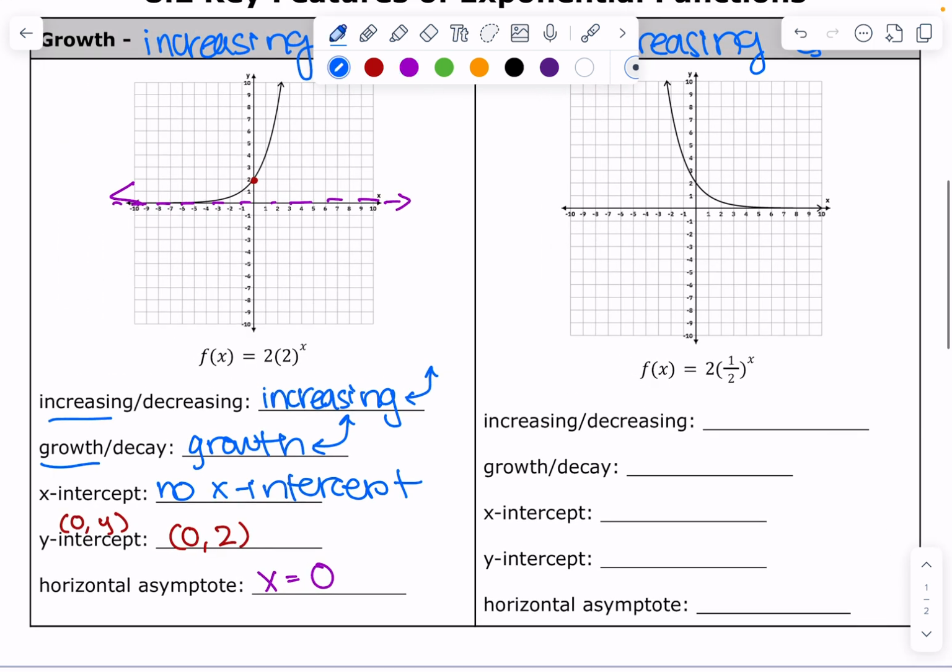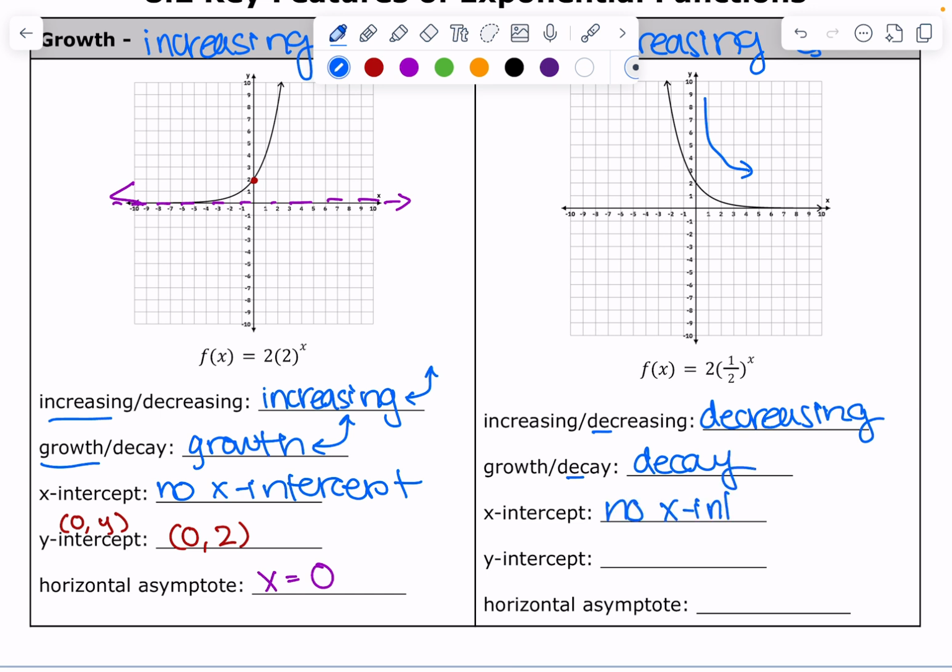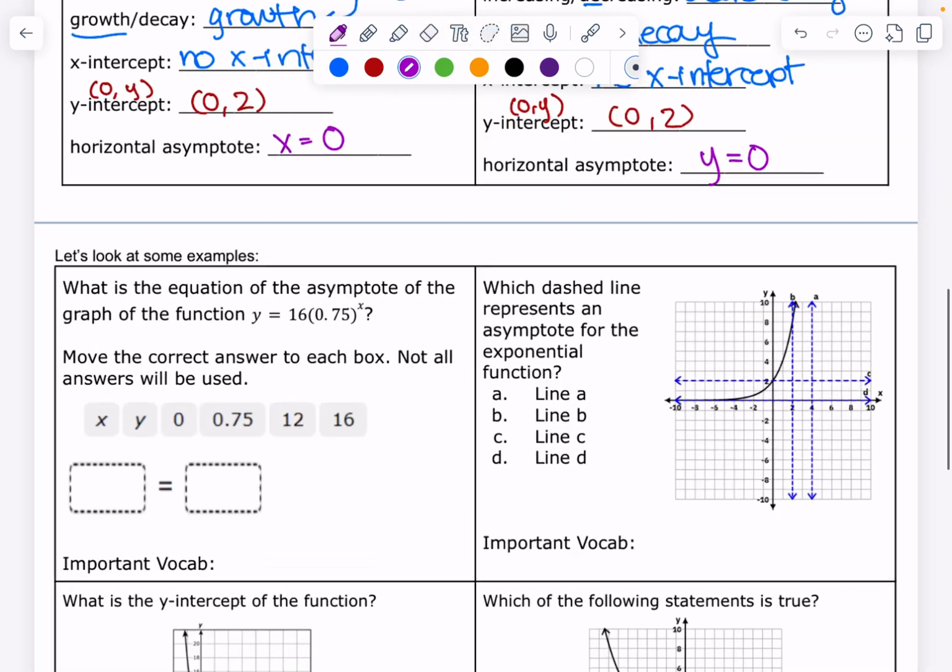For the next one, it's going down, so decreasing. And if it's decreasing, it's decaying. And then my x-intercept, remember, there is no x-intercept. When we deal with these in Algebra 1, we have no x-intercepts. For my y-intercept, you have 0, 2. And then my asymptote right here is where it starts to become flat. That's where I'm drawing my asymptote. So y equals 0.